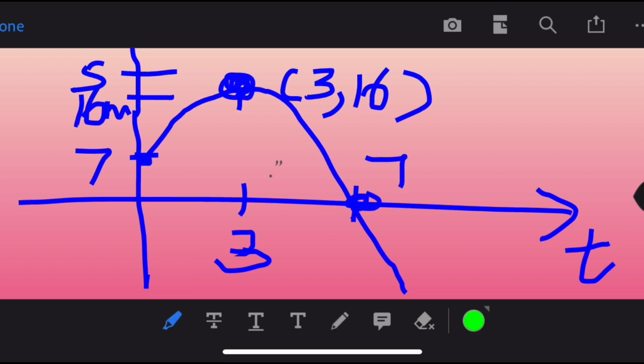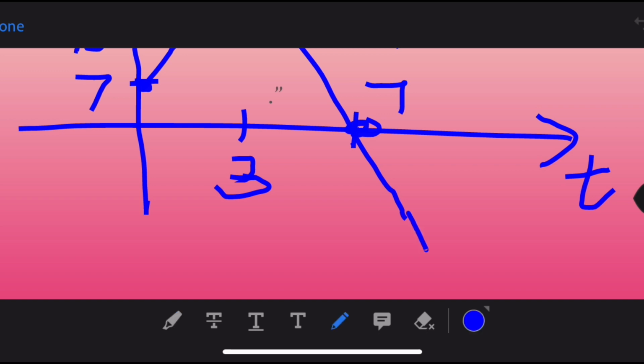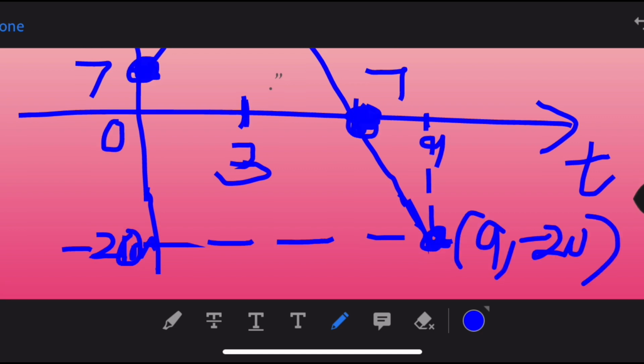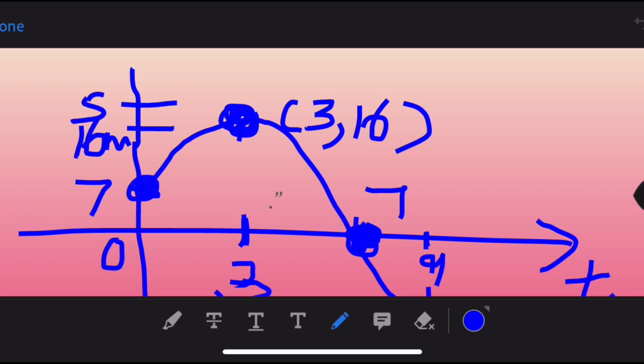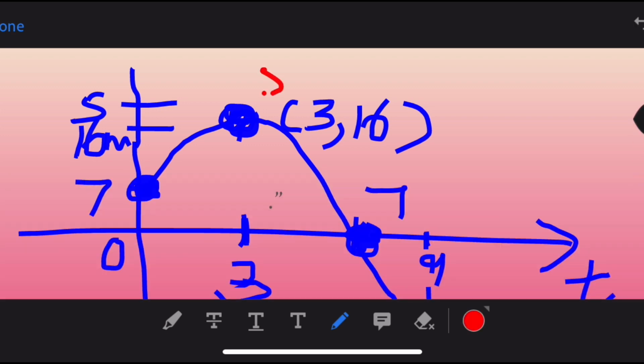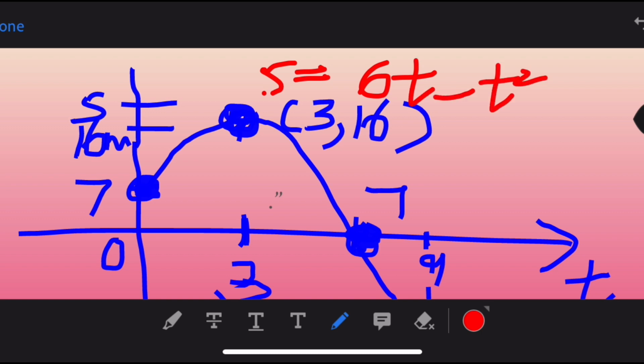Okay, make sure you understand the graph, and then we have to plot the terminal point. 9 seconds is at -20. So this is a graph that represents displacement s equal to 6t minus t squared plus 7. Alright, so make sure you label the axis in meter, this is in second.